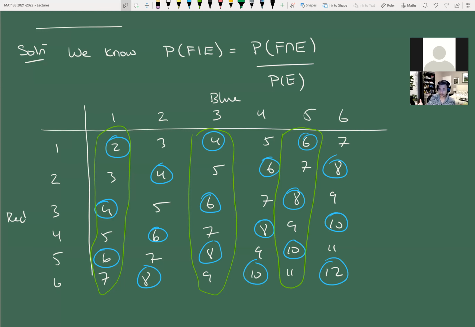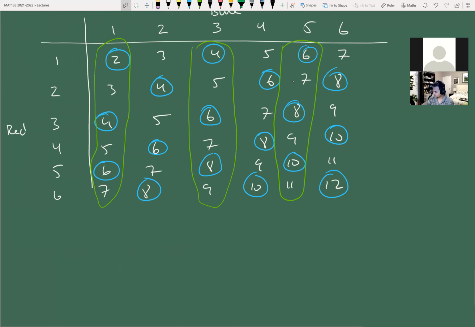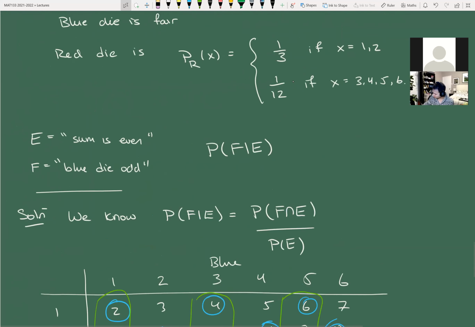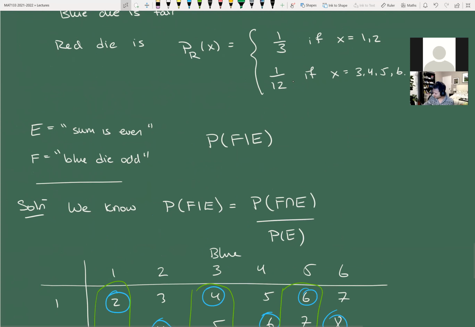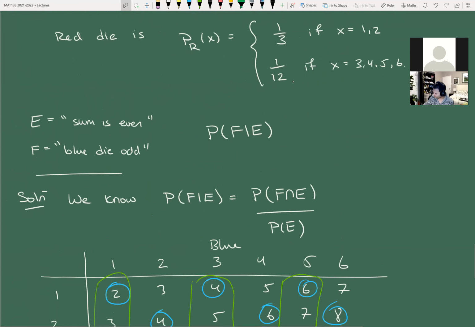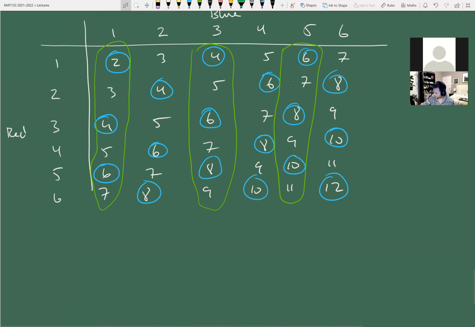And again, I've made a huge mistake because E has a large number of events in it. Okay, so let's say I did this question anyway. The red die is 1/3 if X is equal to 1 or 2. Okay, all right, here's what I'm going to do. Yeah, this was a mistake. 1, 1. So E is equal to 1, 1, 1, 3, 1, 5, 2, 2.